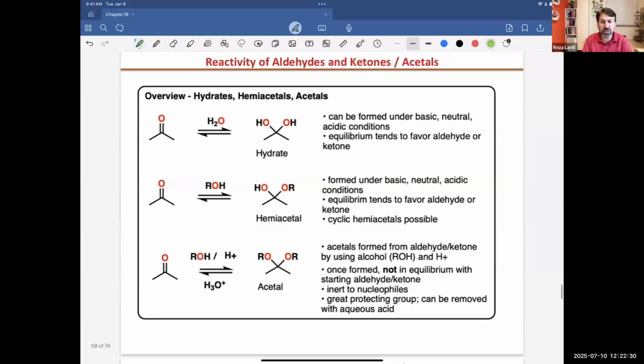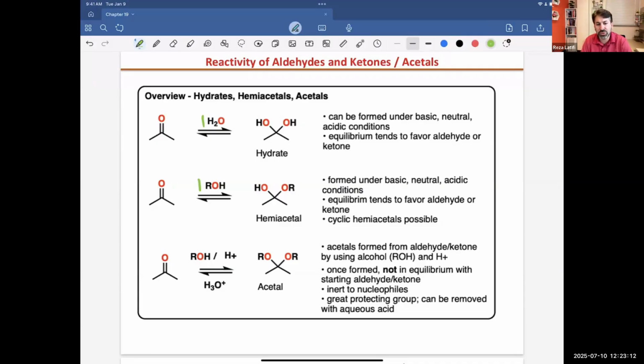Okay. So let me summarize whatever I said until now. If you use 1 mole of water and you add it to a carbonyl group, you will get hydrate. And if you replace the water molecule by alcohol, you will get hemiacetal.